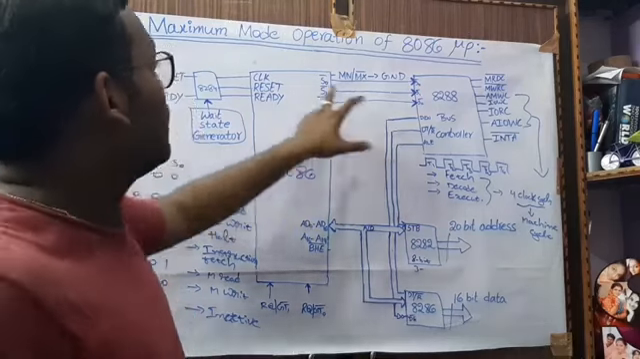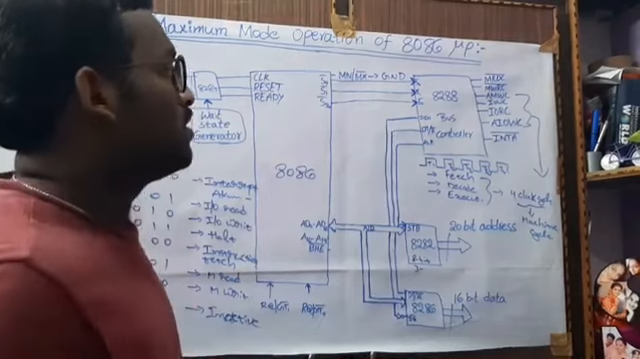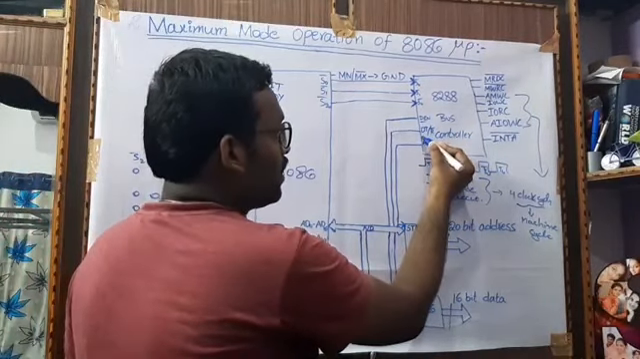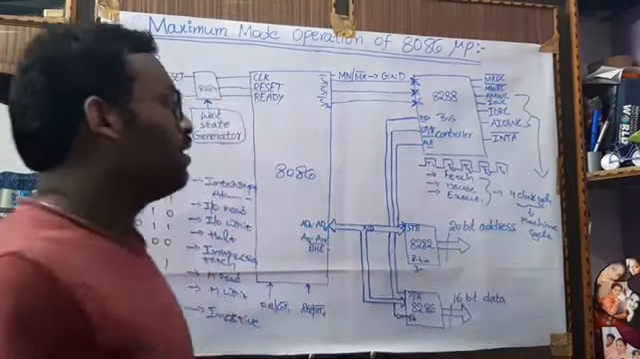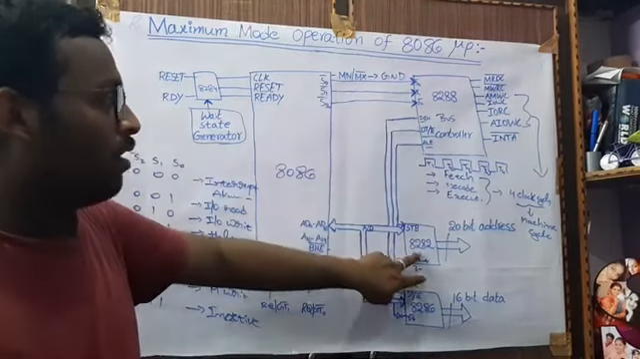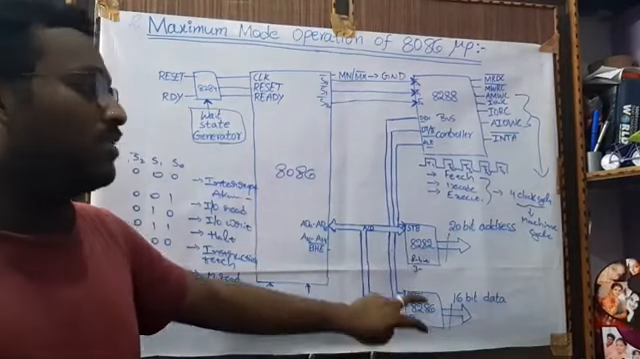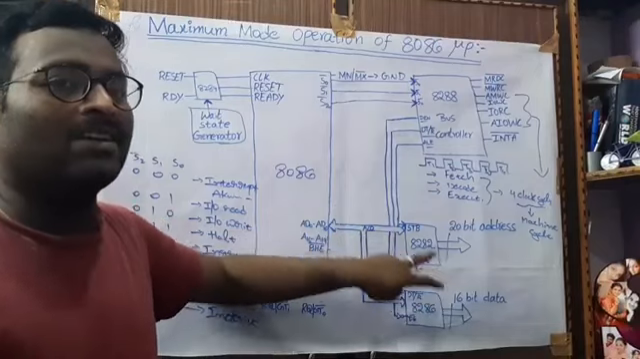Okay, this is about the maximum mode operation of 8086. There are some control signals here: data enable, DT by R bar and ALE. So these 3 are the control signals which control the operation of this 8282 and this 8286. What are those? Those are basically data buffers or latches.